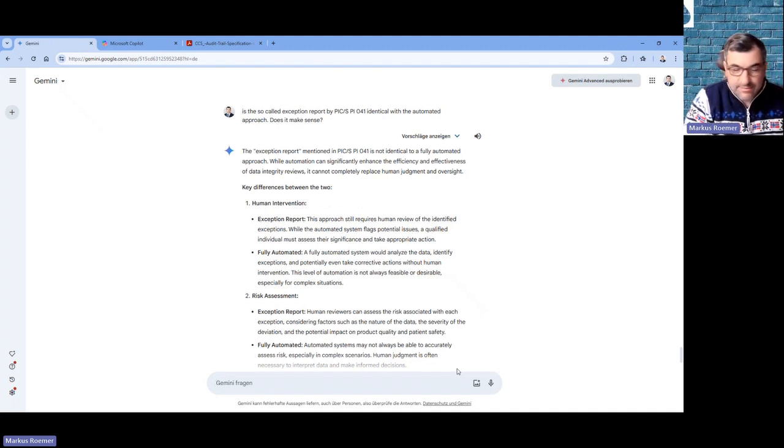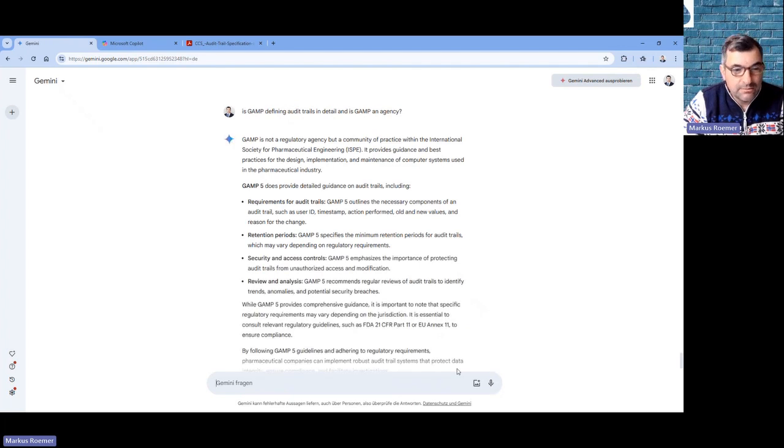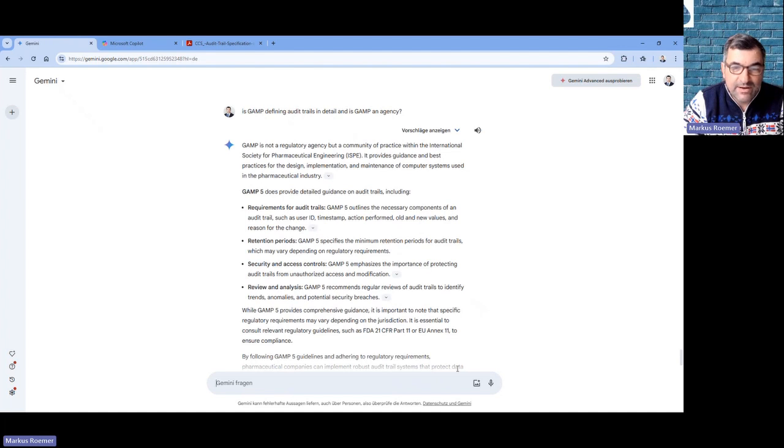Ask some stupid questions. Is GAMP defining audit trails in detail, and is GAMP an agency? Let's see what happens. GAMP is not a regulatory agency. Oh, that's cool. It does provide detailed guidance on audit trails, requirements for audit trails, GAMP 5 outlines the necessary components of an audit trail. I don't think so. Okay. But here you see Part 11 and Annex 11.